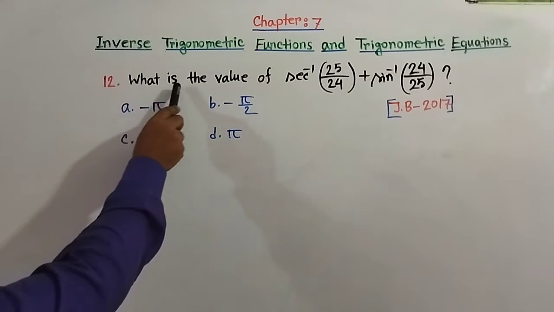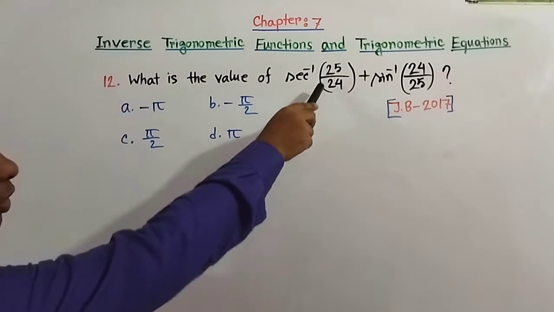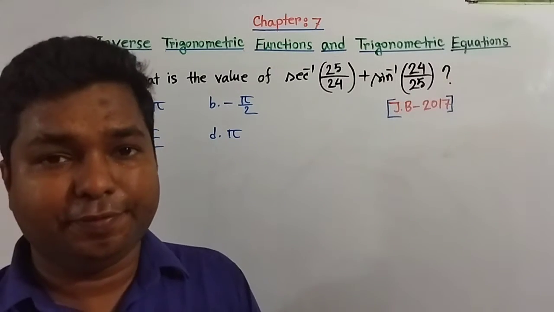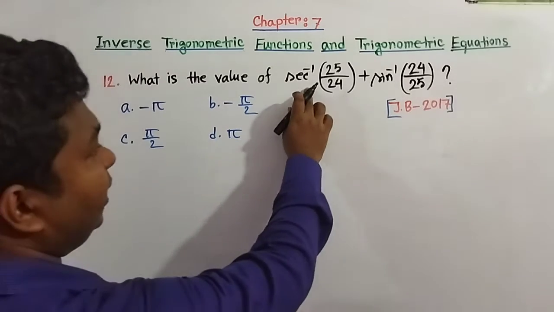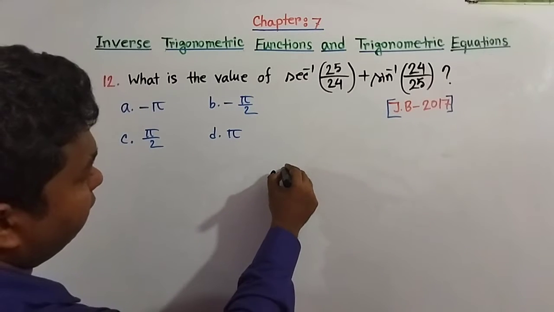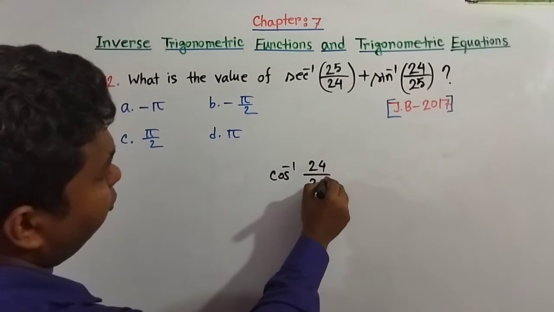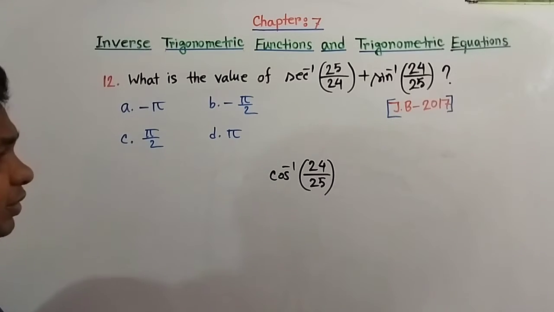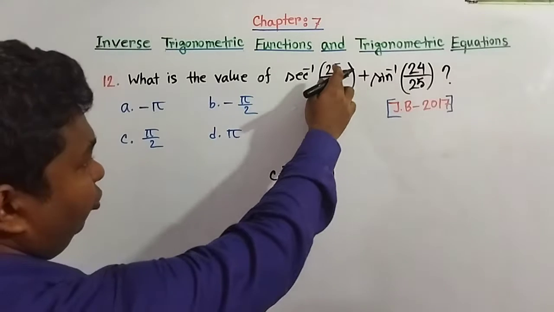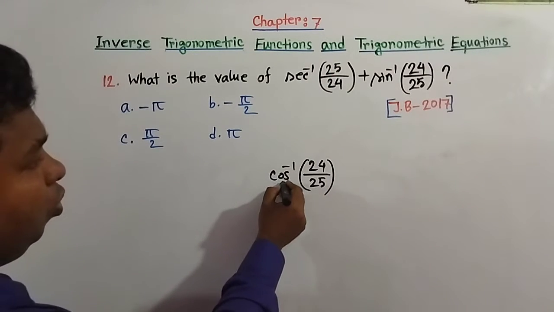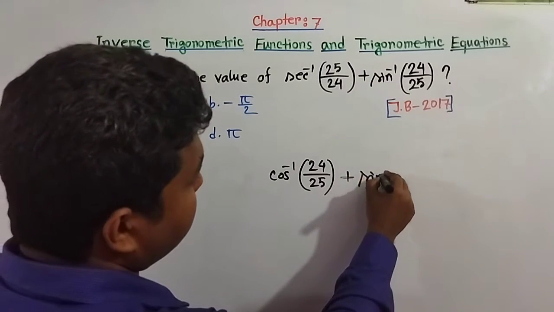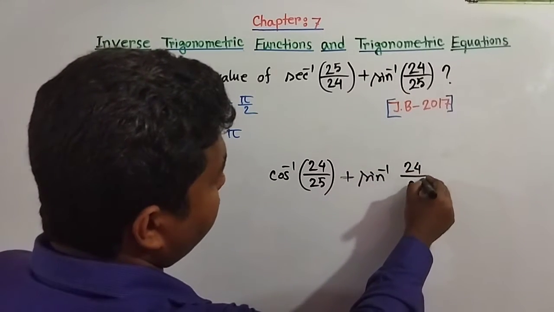Now question number 12, what is the value of sec inverse 25 by 24 plus sin inverse 24 by 25? Here we have sec inverse 25 by 24. We can write this as cos inverse 24 by 25, since we know sec theta equals 1 by cos theta. So we can write sec inverse 25 by 24 as cos inverse 24 by 25. Then we have plus sin inverse 24 by 25.